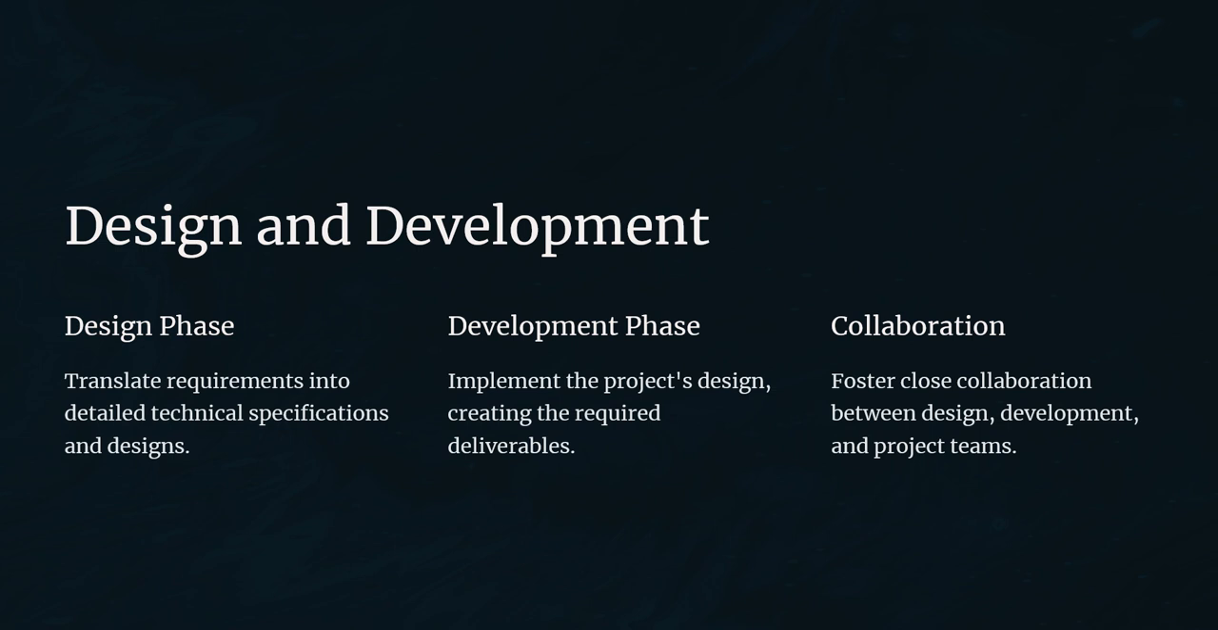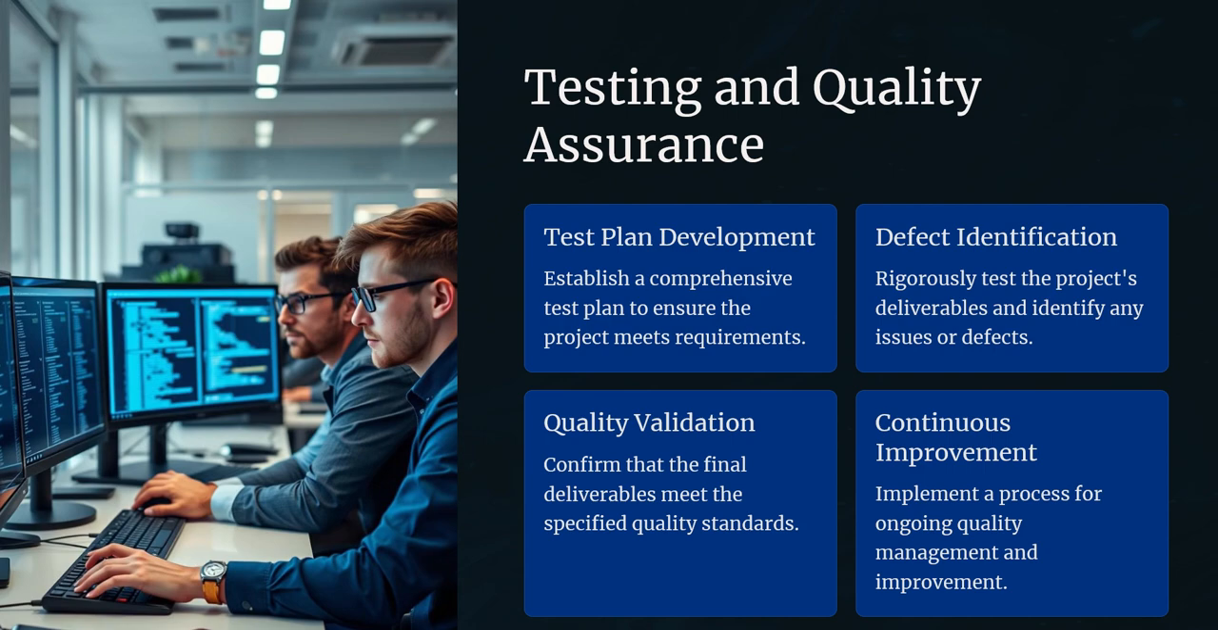Next is design and development. This contains the design phase, development phase, and collaboration phase. In the design phase, we translate requirements into detailed technical specifications and designs. We create the SRS document. In the development phase, we implement the project design and create the required deliverables. In collaboration, we foster close collaboration between design, development, and project teams.